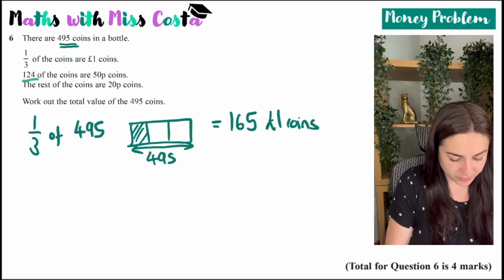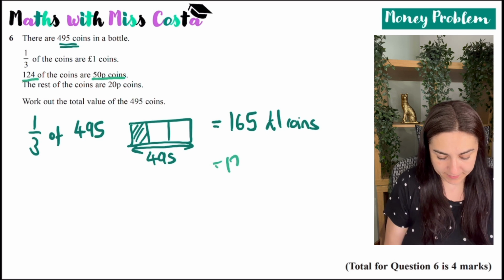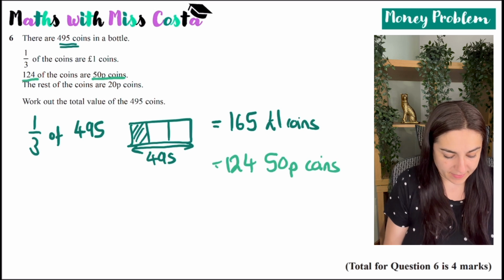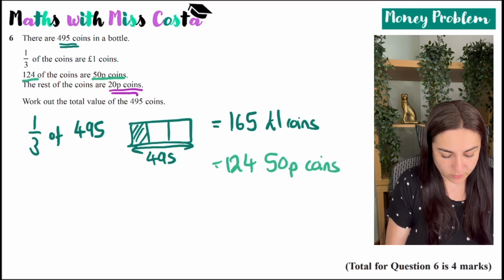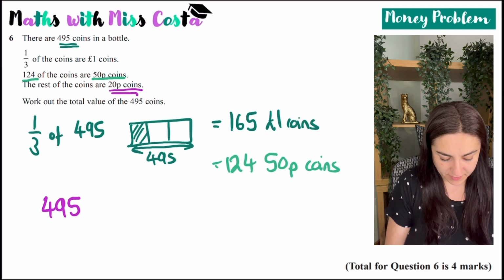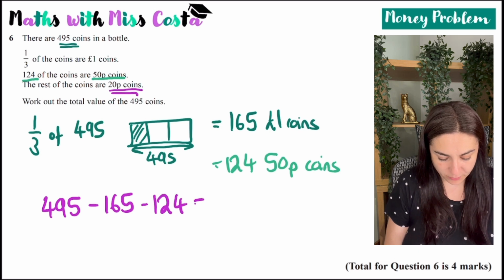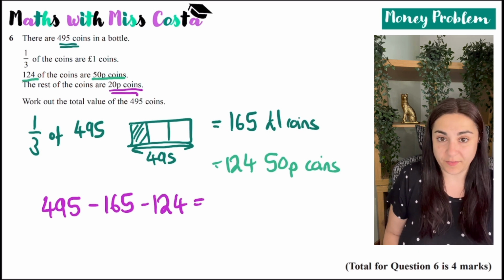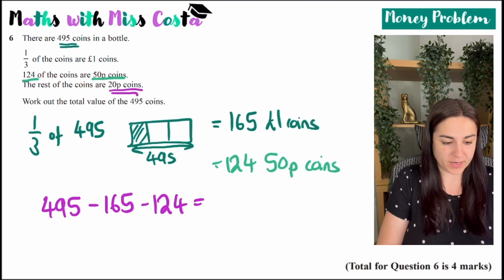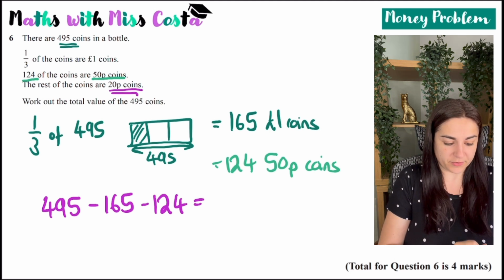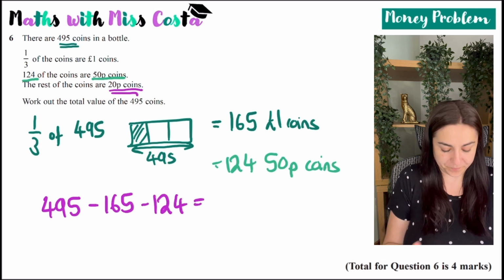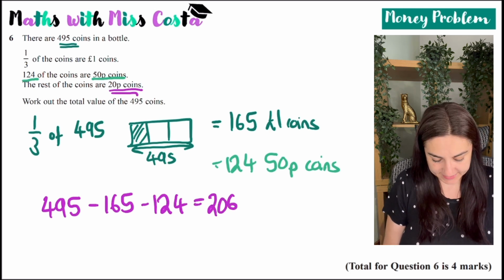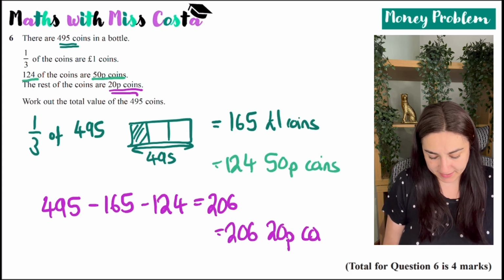Next, I'm told that 124 of the coins are 50p coins. So there are 124 50p coins. And then the rest are 20p coins. So if I had 495 to begin with, and I know 165 of them are £1 and 124 are 50p coins, I can find out how much is left over by subtracting. So 495 take away 165, take away 124 is 206. So therefore, there are 206 20p coins.